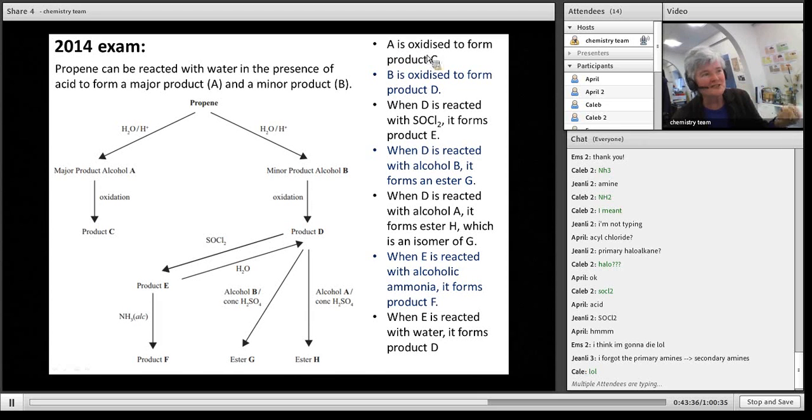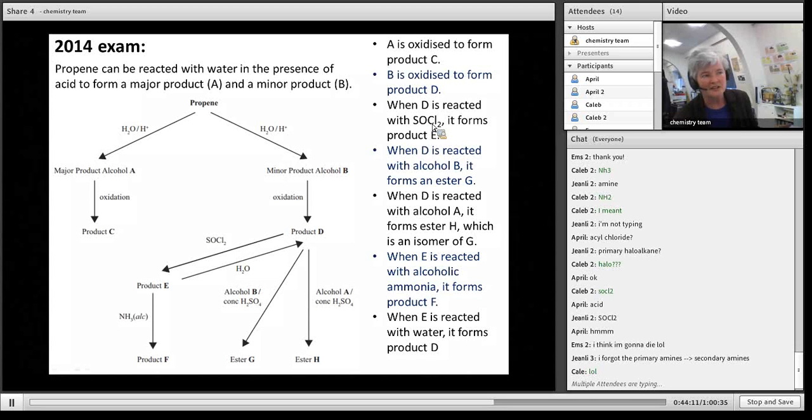we know there's an oxidation, so it could be an alkene to a diol, it could be an alcohol to an aldehyde, it could be an alcohol to a carboxylic acid, or an aldehyde to a carboxylic acid. That's where we come with the oxidation. And then there's another oxidation here. Then we've got SOCl2, and we know that comes up in 2 different places, alcohol to haloalkane or carboxylic acid to acyl chloride. Then I react it with alcohol B, and it forms an ester.